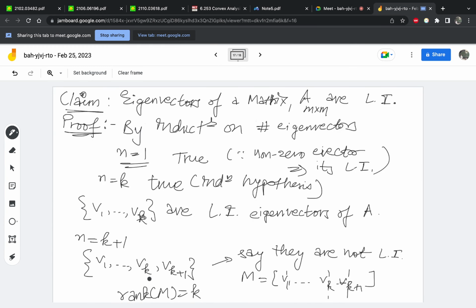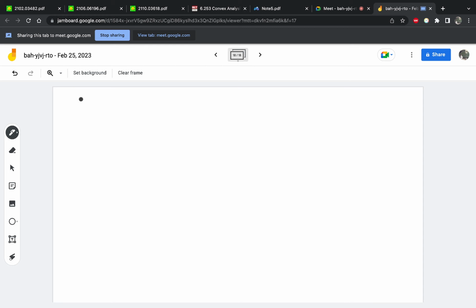Now what can the rank be at the most? k plus 1, right? But here I've said that the rank is k. So by the rank-nullity theorem, the dimensionality of the null space is 1. So there is a unique y such that My is 0. Is that fine?